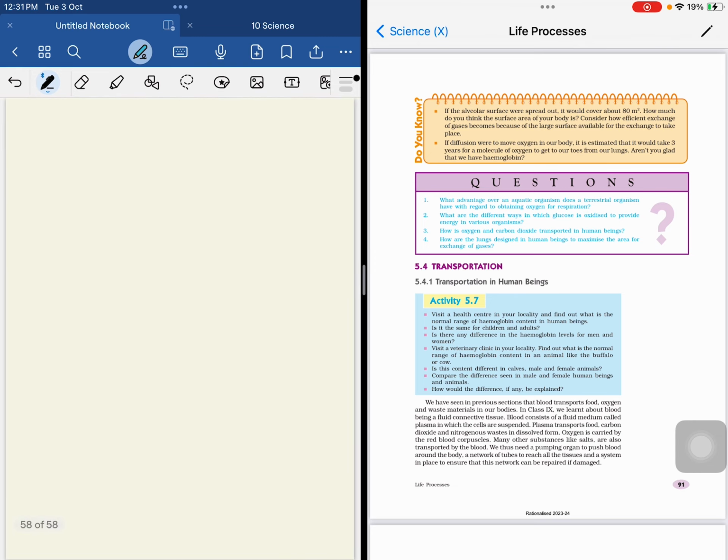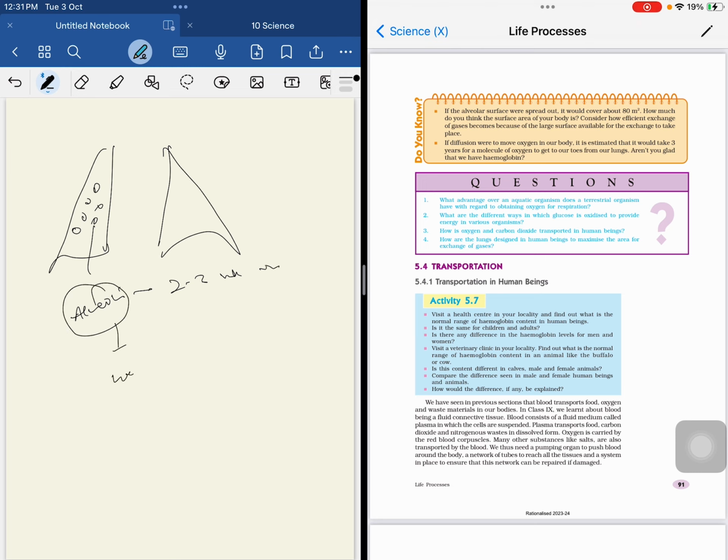How is the lung designed in human beings to maximize the surface area for gas exchange? I have said already there are two lungs present. Each lung has multiple tiny structures called alveoli. These alveoli are 2 to 3 million in each lung, and they help in increasing the surface area for absorption or transportation of gases.